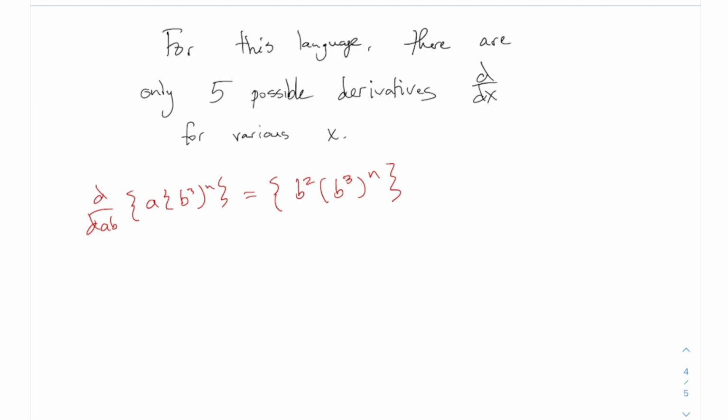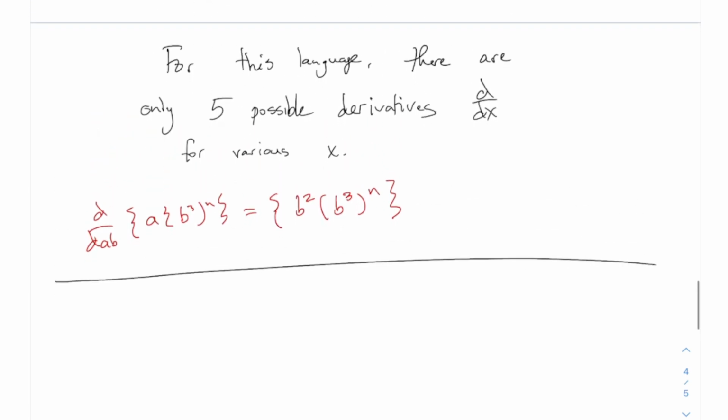Anyway, for this language, there are only 5 possible derivatives for various x's. That's what I wanted to say. Now, what does this have to do with regular languages? This is kind of a surprise theorem. It comes out of nowhere, sort of, but it's actually super useful and kind of deep.